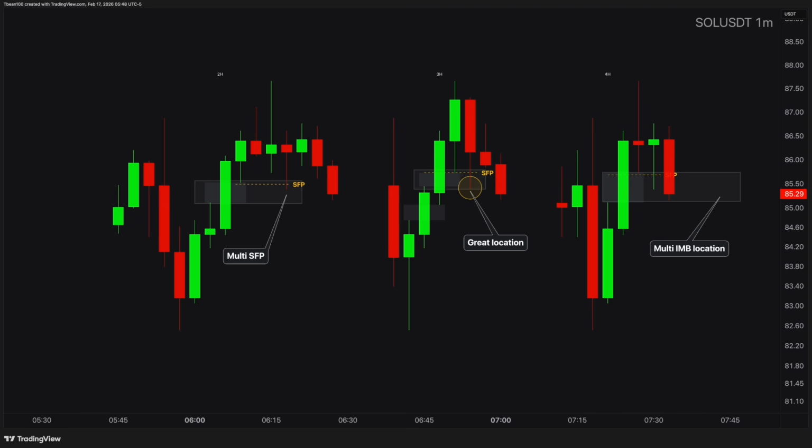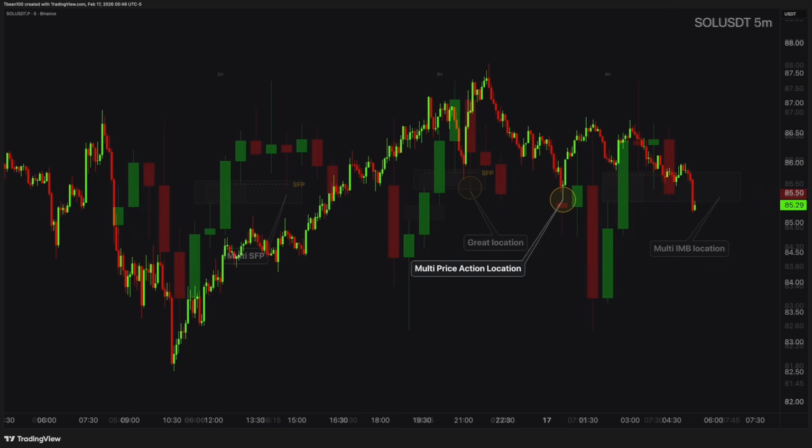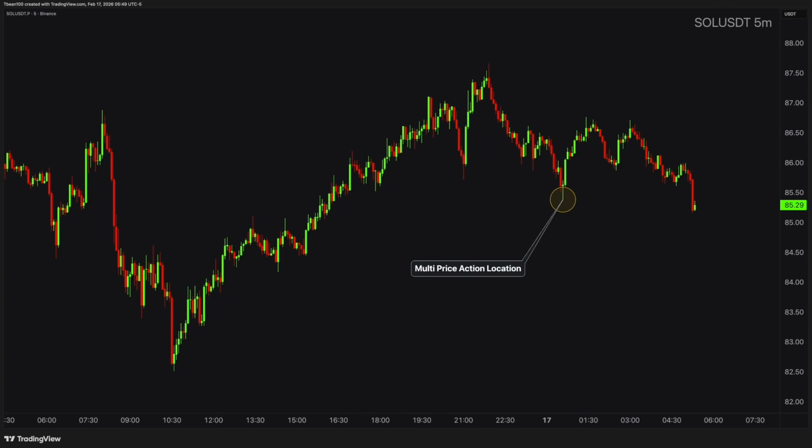Now let's drop down to the 5-minute chart and talk through this setup in more detail. This is the multi-price action location that we just identified on the hourly charts. When I first saw this, I noticed this internal market structure break followed right away by this inner imbalance area. And this was a solid 2-hour trade setup.